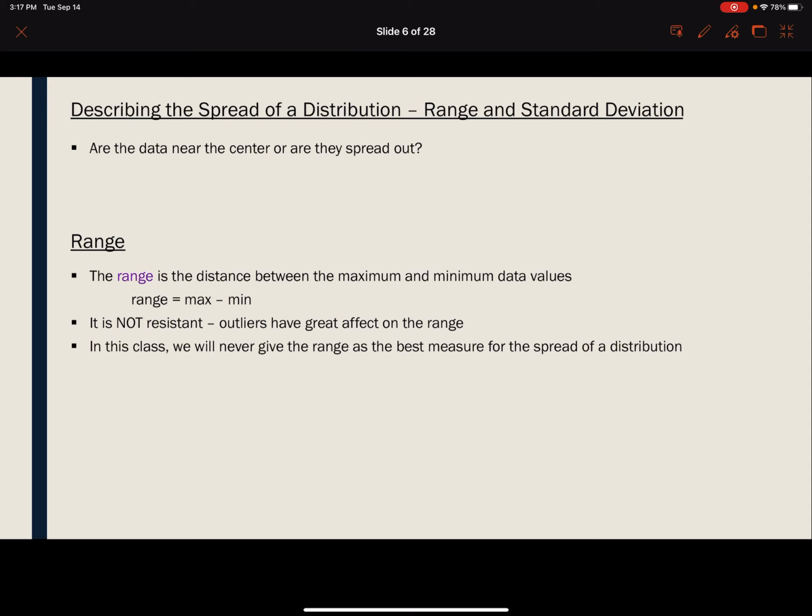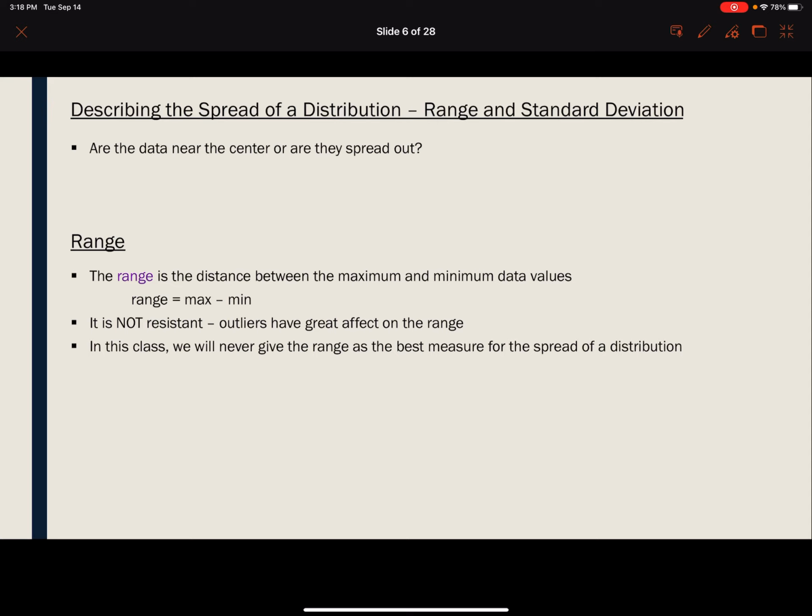So the first measure we're going to talk about is the range. And the range is the distance between the minimum and the maximum value. So we take the maximum value minus the minimum value, and that will give us the range of the data set. But that doesn't actually do a good job of talking about the spread of a data set, because you could have clumps within that range. Or it could be that the minimum or the maximum is an extreme outlier, making the range look really large when in fact most of the data is very close together.